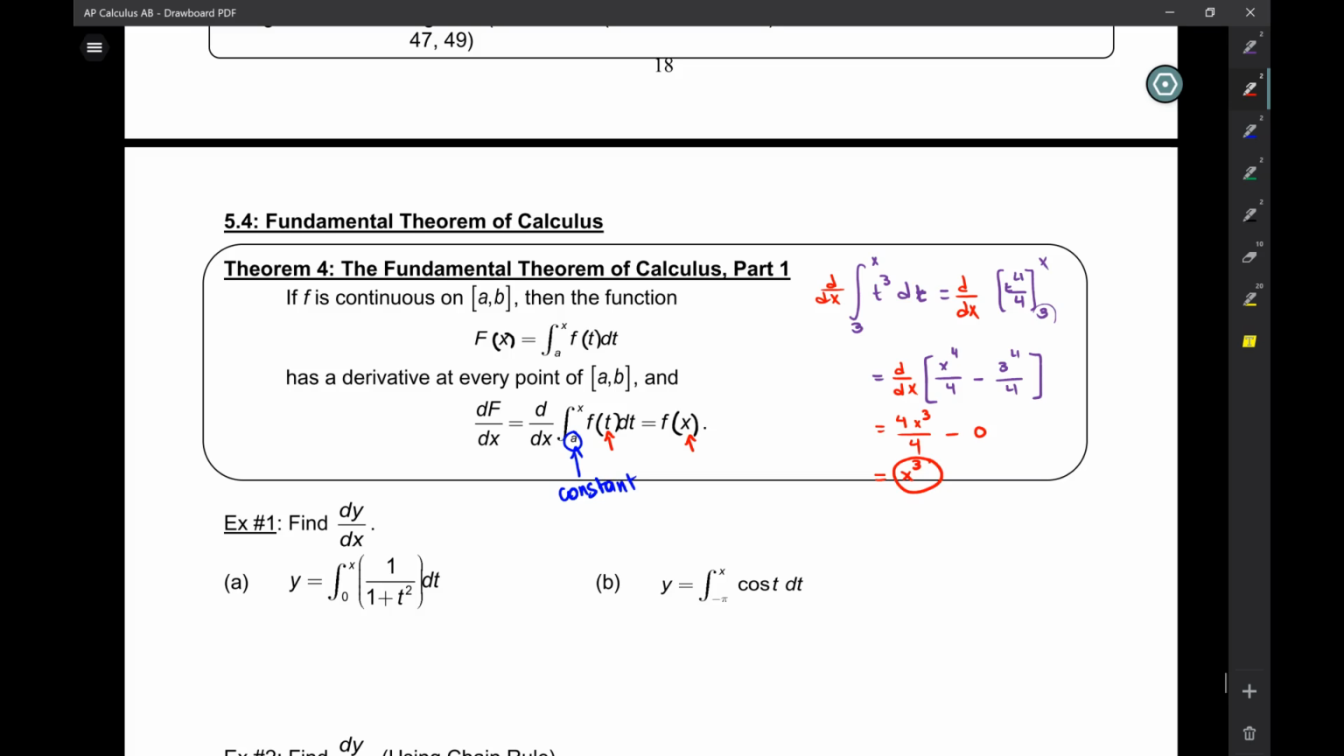Okay? I had t cubed. Look, I have the same function, x cubed, right? Everything else that I did went away. But what happened in the process? The variable changed from t to x. So you integrate, and then when you take a derivative, you get the same thing back with the new variable, and all those constants will go away because the derivatives are zero. That's the fundamental theorem of calculus, part one. That's it.